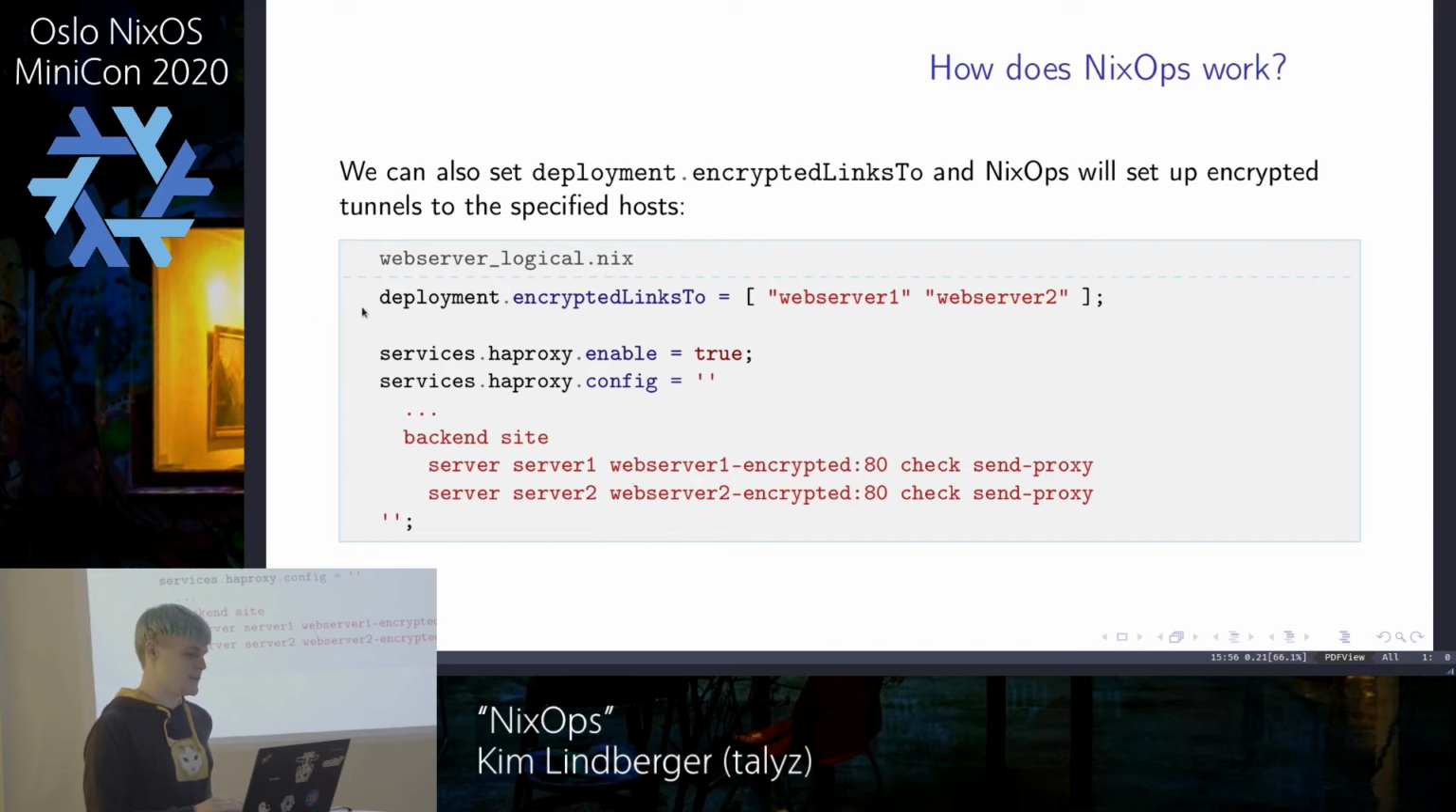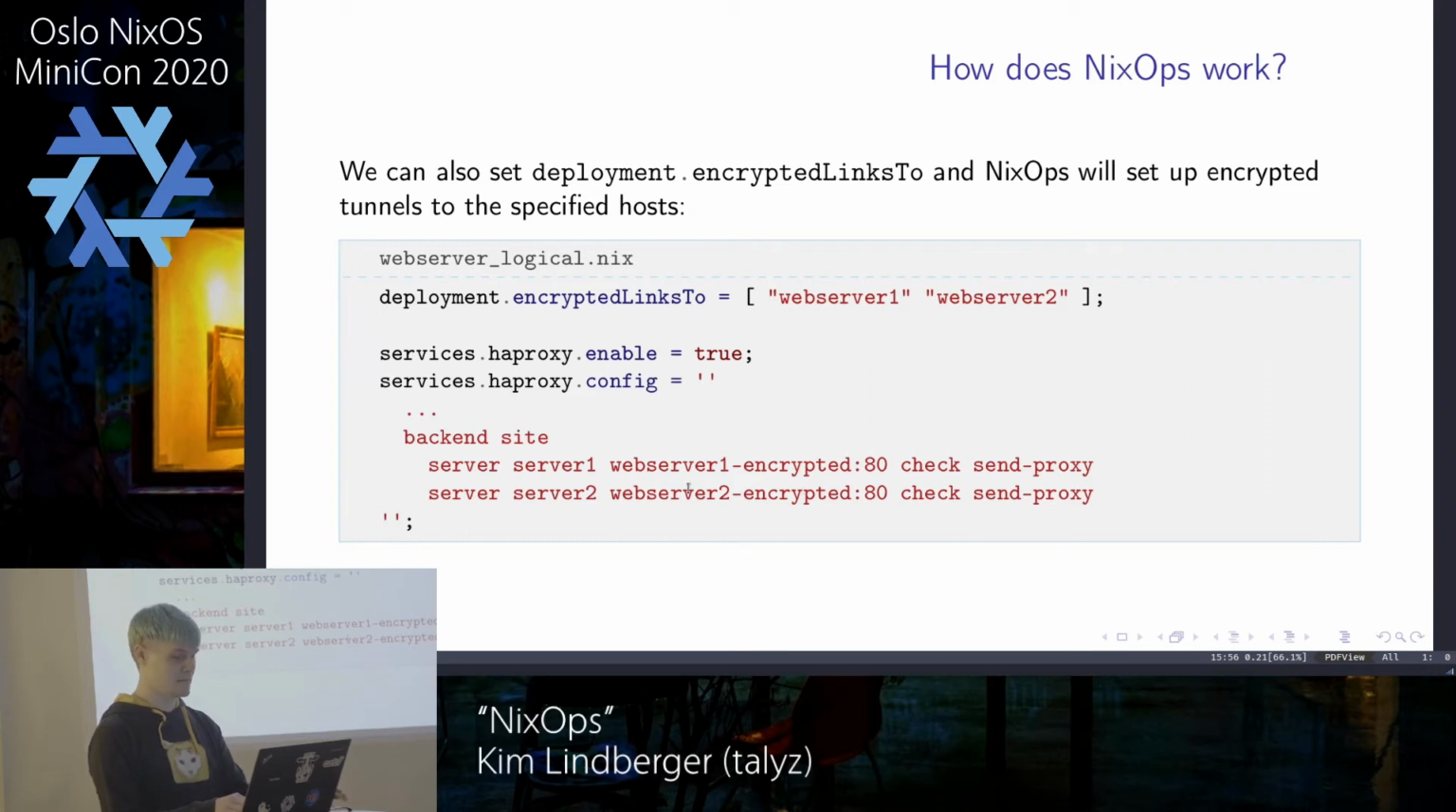But you specify that on one of the hosts, and for example here we have an example deployment where we want to use HA proxy in front of the web servers, and then in the logical specification, or possibly the physical specification of the deployment, we specify that we want encrypted links to the two web servers.